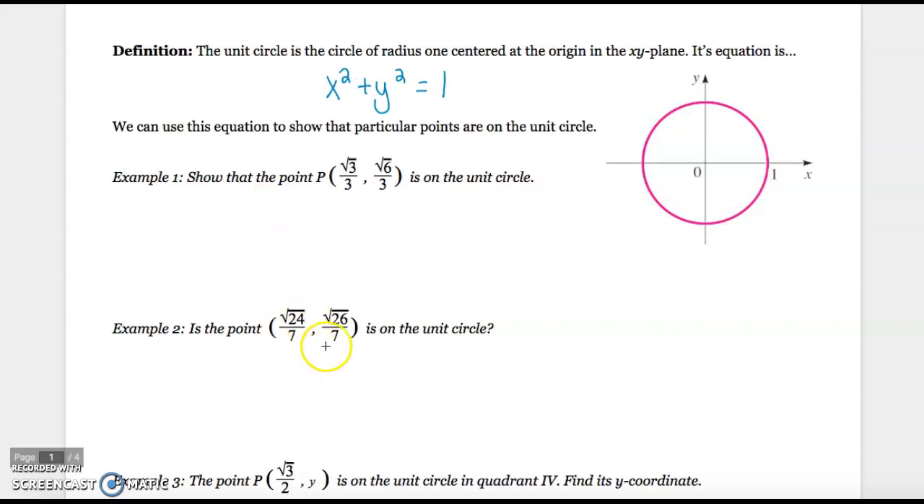Or we can determine if points are on the unit circle. So when we plug x and y in, we can see if we get 1. So we're going to go ahead and start off with those two examples.